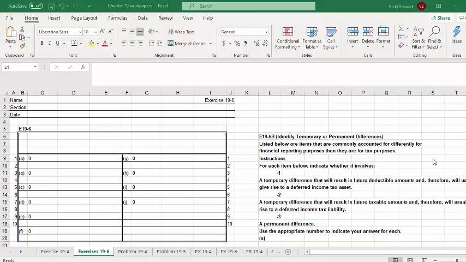This is a demonstration of exercise 19.6b. Listed below are items that are commonly accounted for differently for financial reporting purposes than they are for tax purposes.